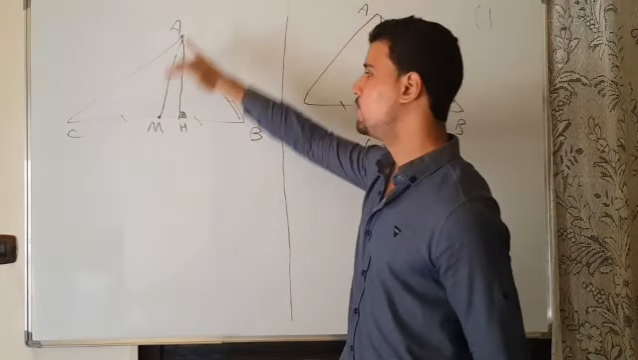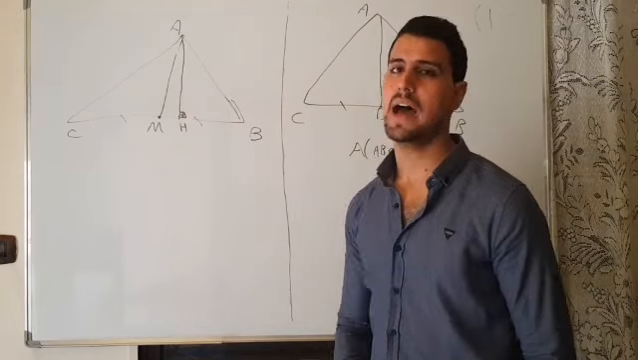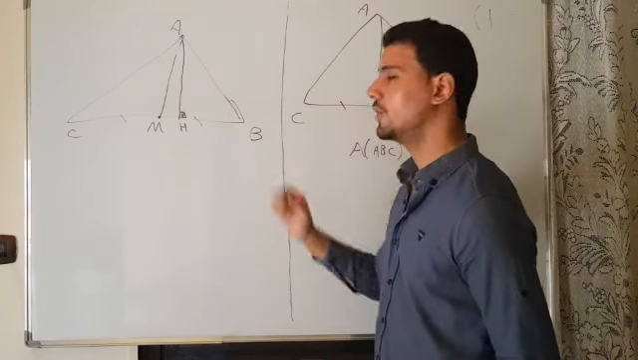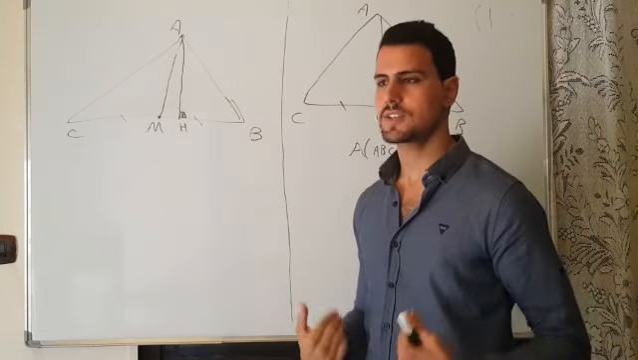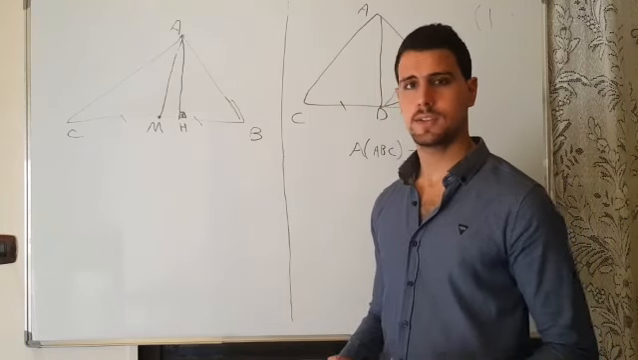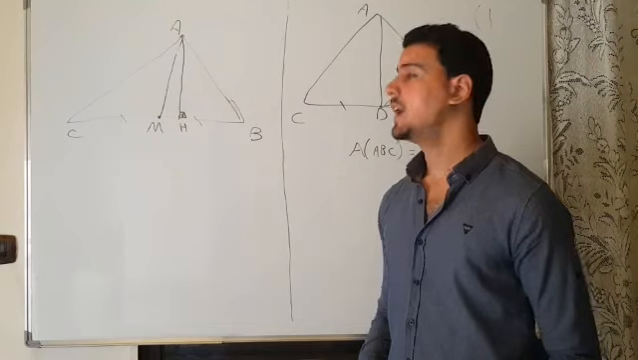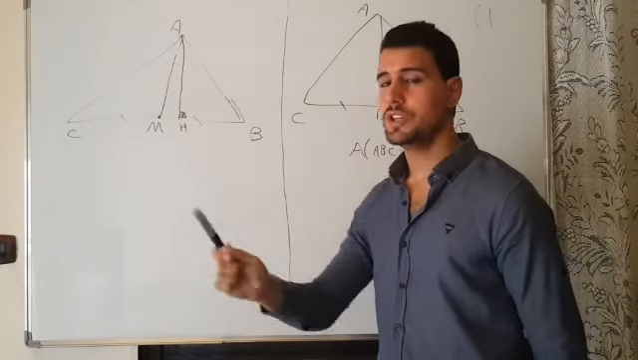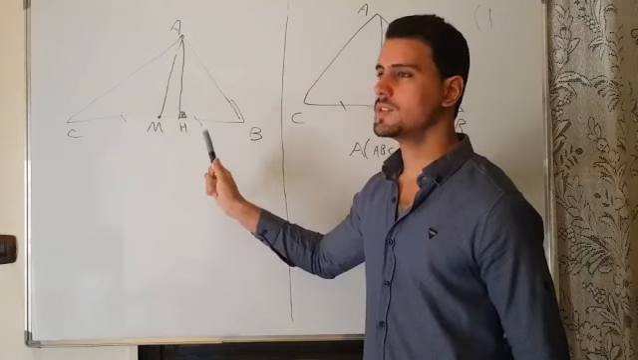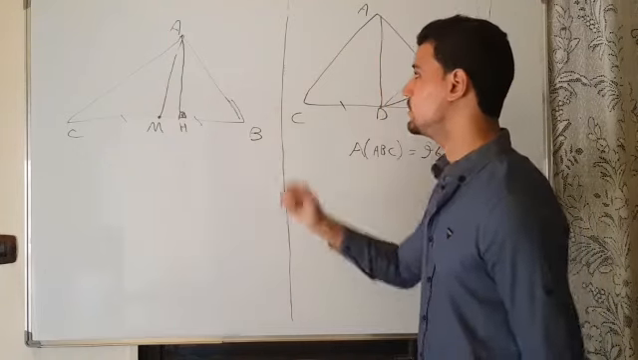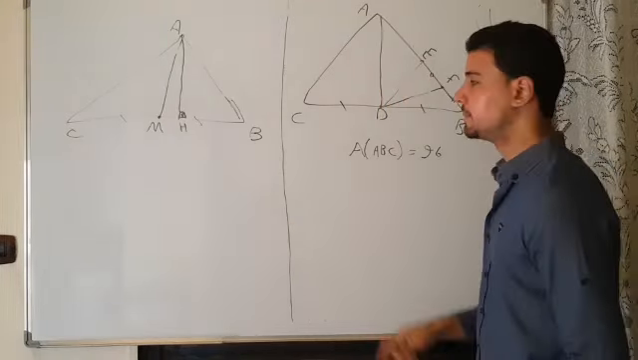Once you join A with the midpoint, you cut the area in half, alright? Now, this kind of theory is easy, it's acceptable for the brain, it makes a lot of sense, I guess. So once we learn it, we should never forget it. We should use it with common sense. So, let's really use it.